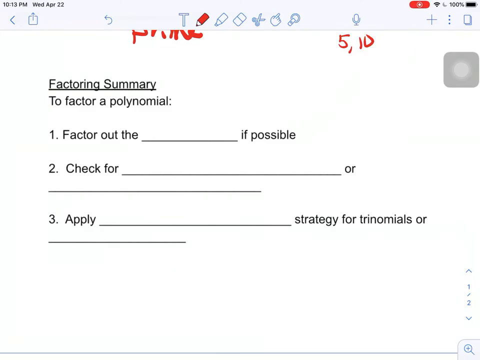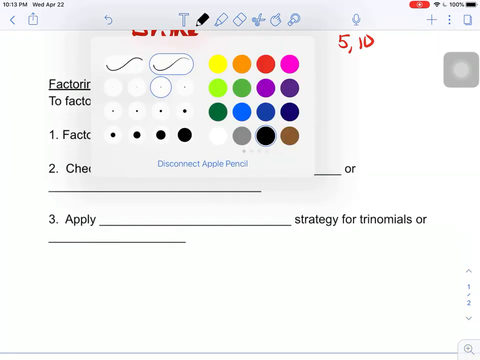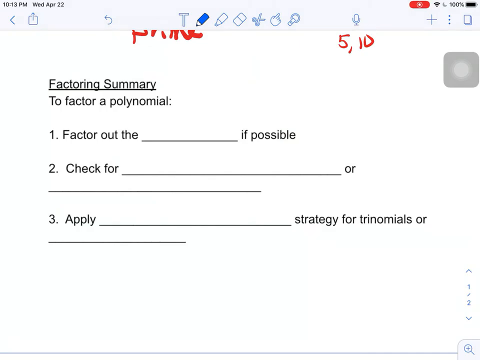So factoring summary, this is basically your checklist to factor any polynomial based off of the things we've been learning so far in this chapter. So the very first thing, and this has been mentioned a couple of times in previous lessons, is always factor out the greatest common factor if possible. So if there's a GCF you can pull out, pull it out, because it makes the rest of the problem have smaller numbers, and smaller numbers are always easier. So always factor out a GCF if possible.